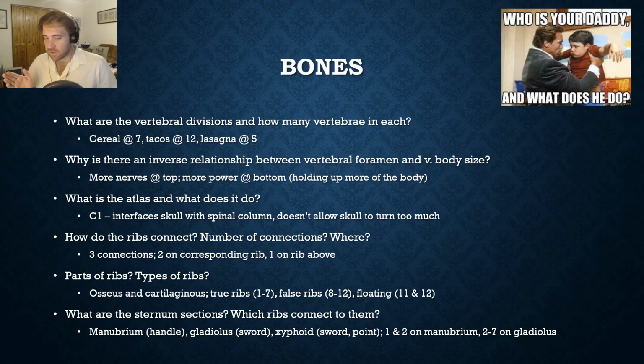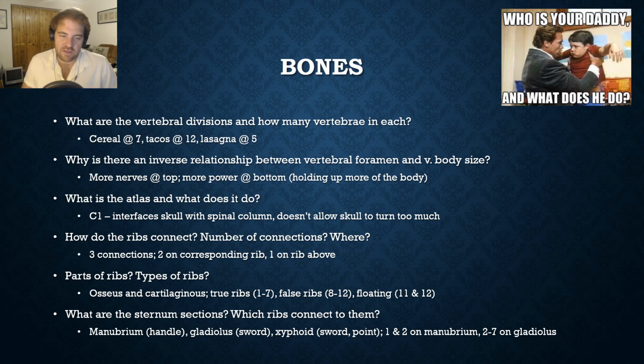You have 7 true ribs. So the first 7 are true ribs. They go from the spine and connect directly to the sternum. After that, 8 through 12, those are false ribs because they just connect to the cartilaginous portion of the rib above. So right here, you can feel it, right? If you take your hands and press in on your ribs, you can feel that they don't really connect to anything. You just have to walk it up until you get to the xiphoid process here.